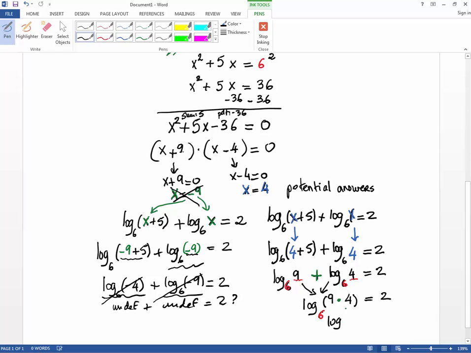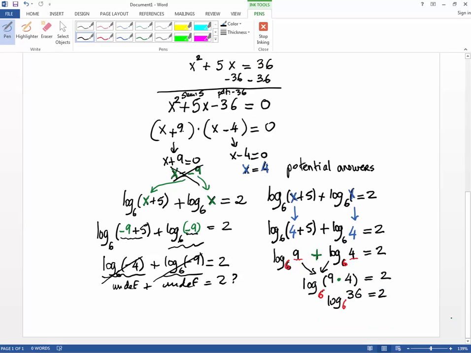So we're asking, log base 6 of 36, is that 2? That's what we are asking. If you think about it, which power of the base 6 will give you 36? 2 is indeed that answer. So it is true, because log base 6 of 36 is 2. We get both sides to be saying the same thing. So our potential answer of 4 is really the true answer.